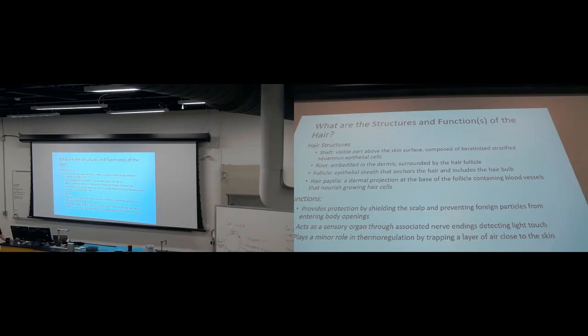Now let's look at the accessory structures of the integumentary system. The hair has a visible portion that is called the shaft, and it is made out of keratinized stratified squamous epithelial cells. So we have only the superficial part of the integumentary system. It's dead tissue. It has a root that is embedded in the dermis, and it is surrounded by a follicle.